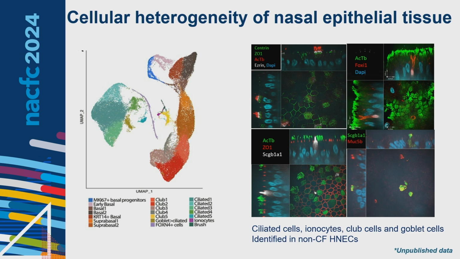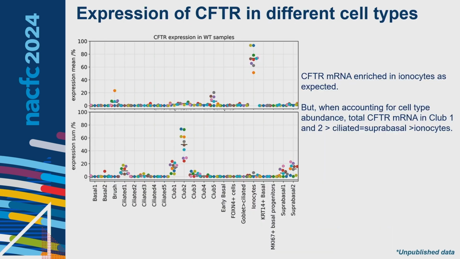We have also conducted immunofluorescence studies to confirm the presence of these different cell types using centrin and acetylated tubulin for the staining of the ciliated cells, and FOXI1 for the rare cell type ionocytes, in addition SCGB1A1 for the club cells, and also MUC5B staining for the presence of goblet cells. So moving forward, we also wanted to see what cells actually express the CFTR.